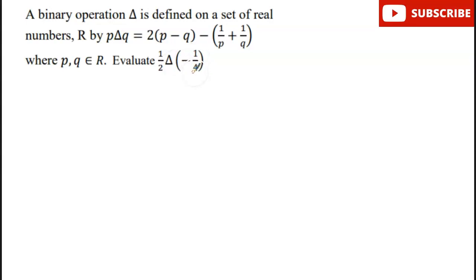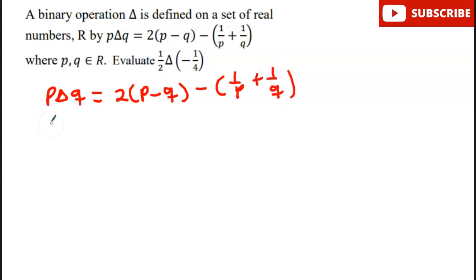As I told you earlier, binary operation is about substitution. The rule will be defined for you. Now the rule is, if you have any two elements, you find the difference, then you multiply by 2, minus, take the inverse of the two elements. That's all that it means. So P delta Q is 2 times P minus Q, minus 1 on P plus 1 on Q. So we have 1 on 2 delta minus 1 on 4.